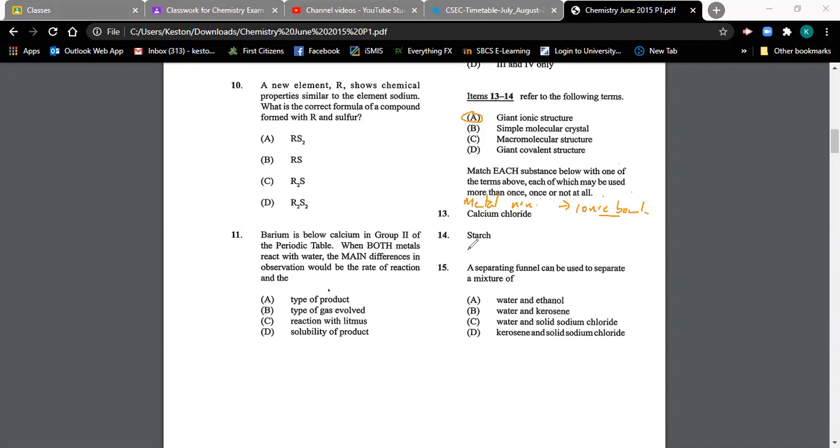Starch. What is starch? You see that in bio. Which one would that fall under? Crickets. Well, giant covalent. What's giant covalent? Give me examples of giant covalent.